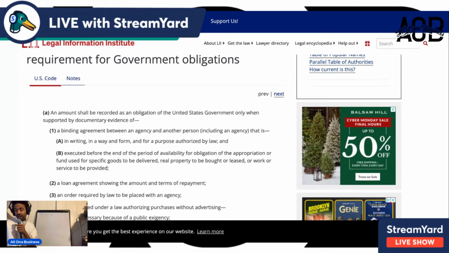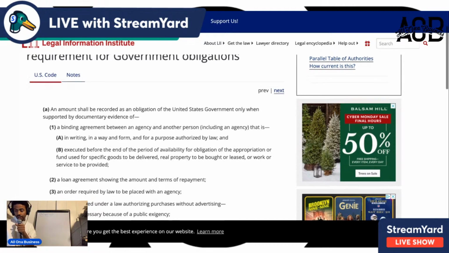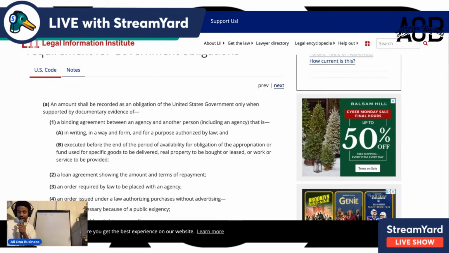If I go to paragraph one, it says documentary evidence of a binding agreement between an agency and another person, including an agency, that is in writing in a way and form and for a purpose authorized by law and executed before the end of the period of availability for obligation of the appropriation or fund used for specific goods to be delivered, real property to be bought or leased, or work or service to be provided.